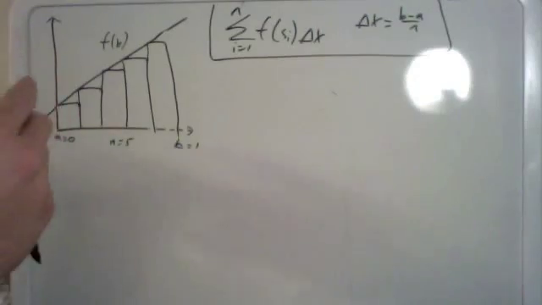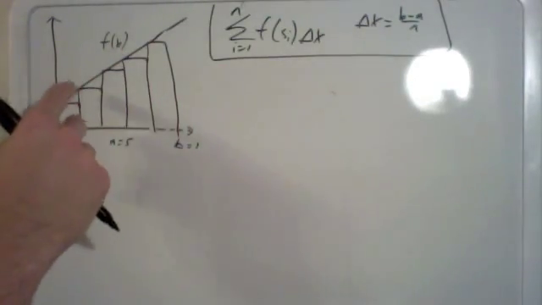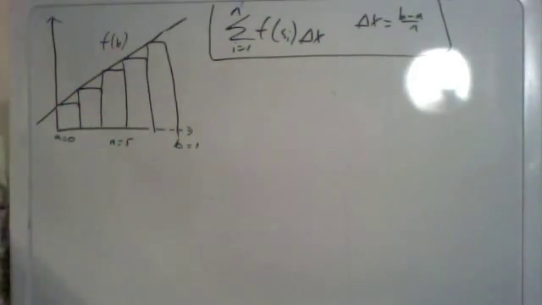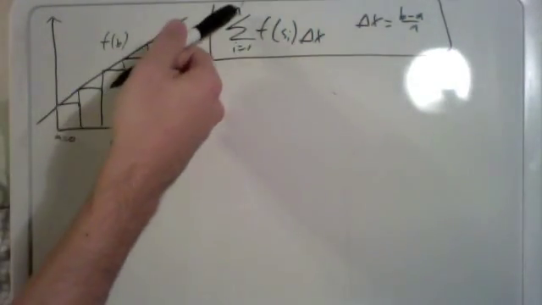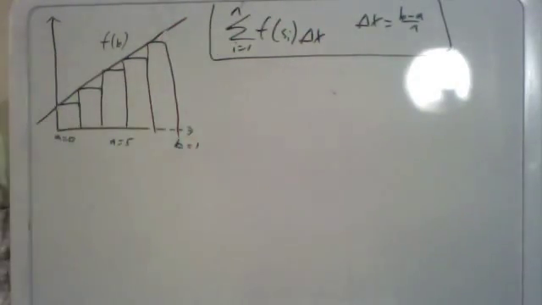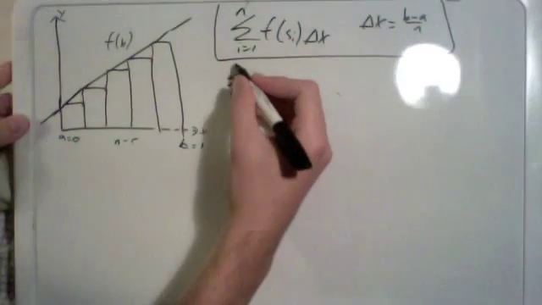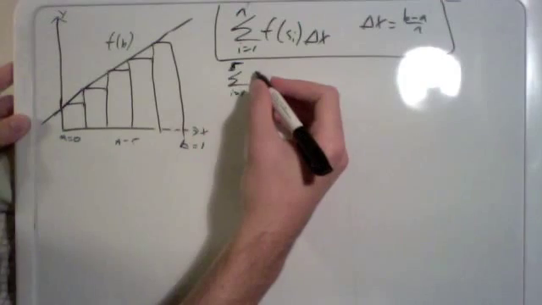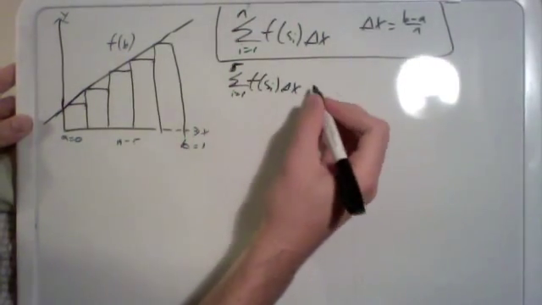If we used a right-hand Riemann sum, it would be different because the upper right corner would be touching the function and the left wouldn't. So what we're going to do is set this up for n equals 5. This is going to be written as the sum from i equals 1 to 5 of f of s_i delta x.